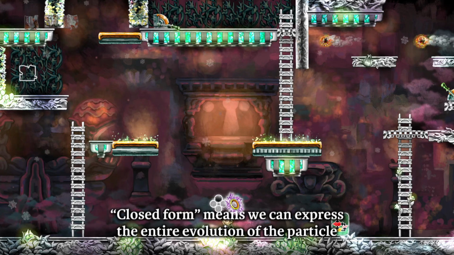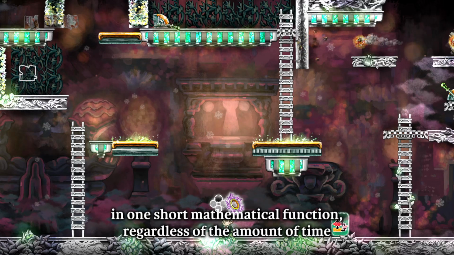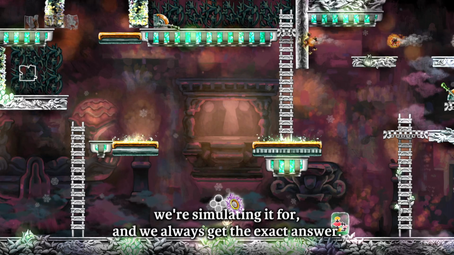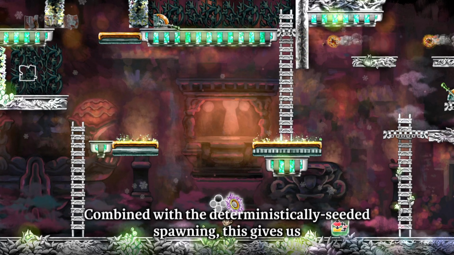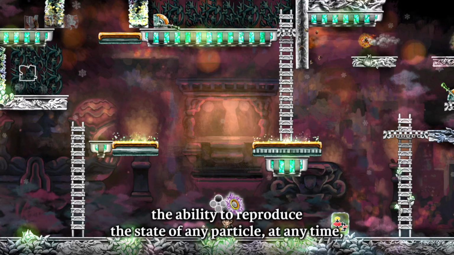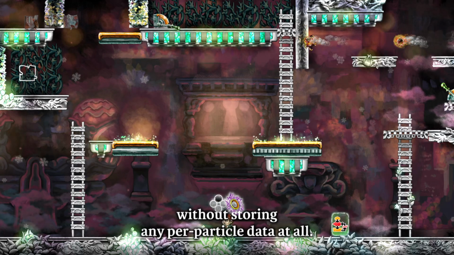Closed form means we can express the entire evolution of the particle in one short mathematical function, regardless of the amount of time we're simulating it for, and we always get the exact answer. Combined with the deterministically seeded spawning, this gives us the ability to reproduce the state of any particle at any time without storing any per particle data at all.